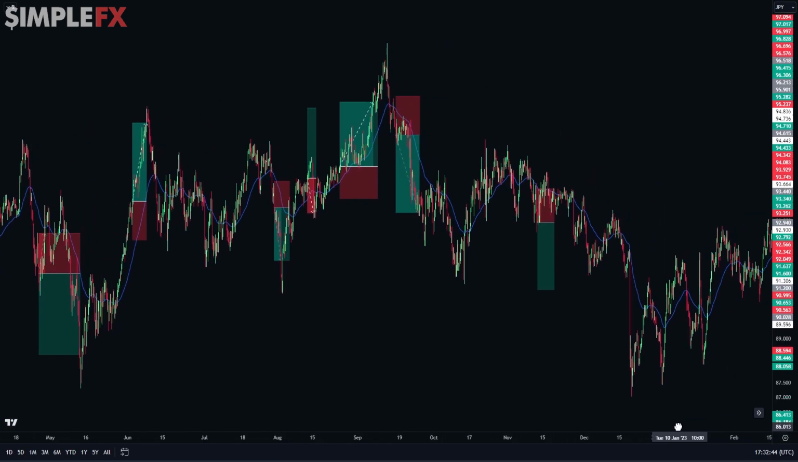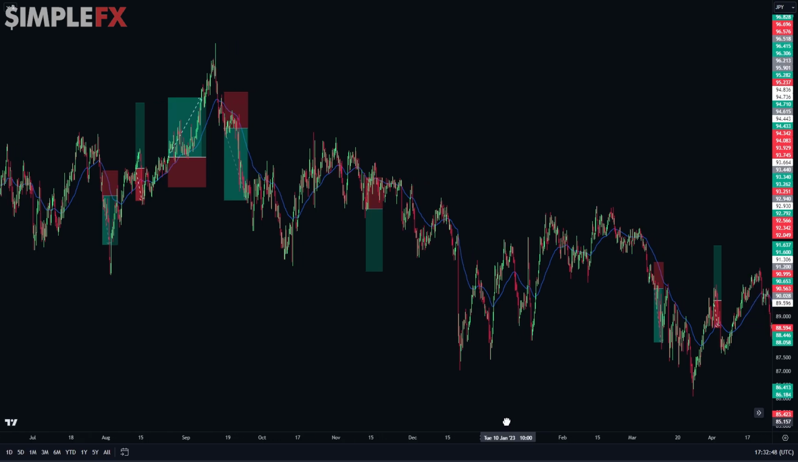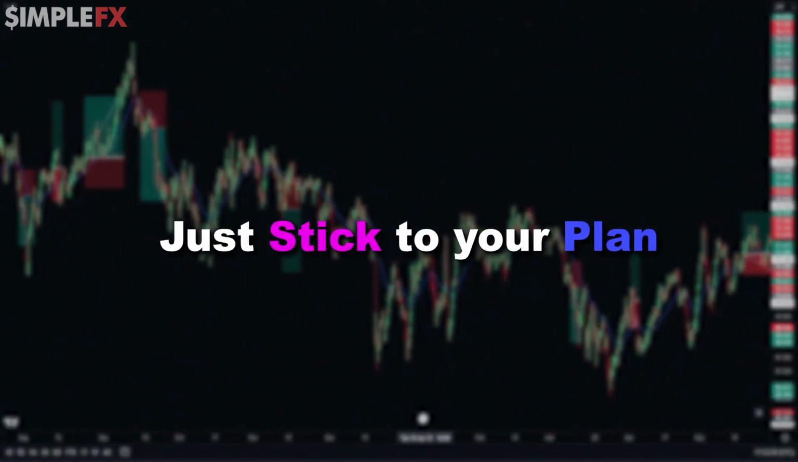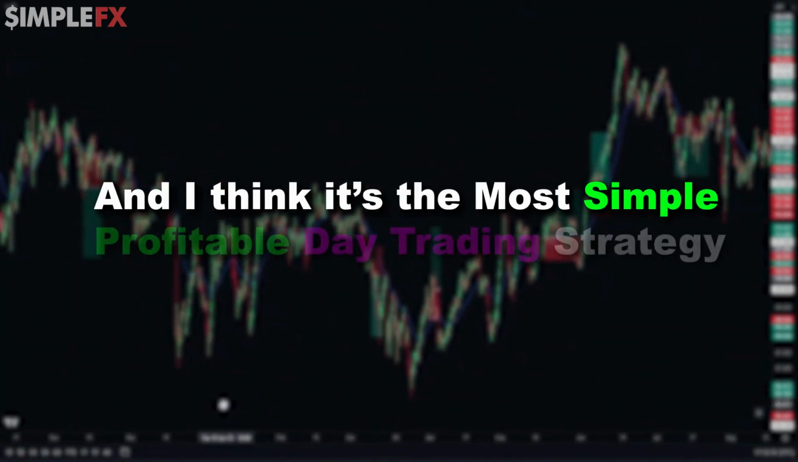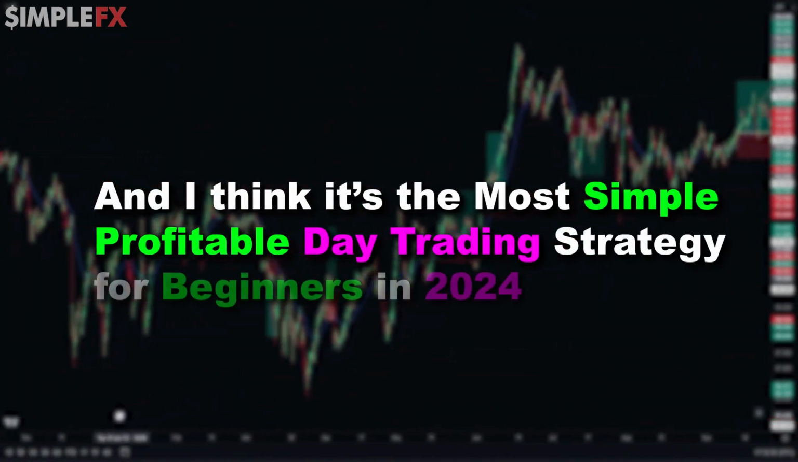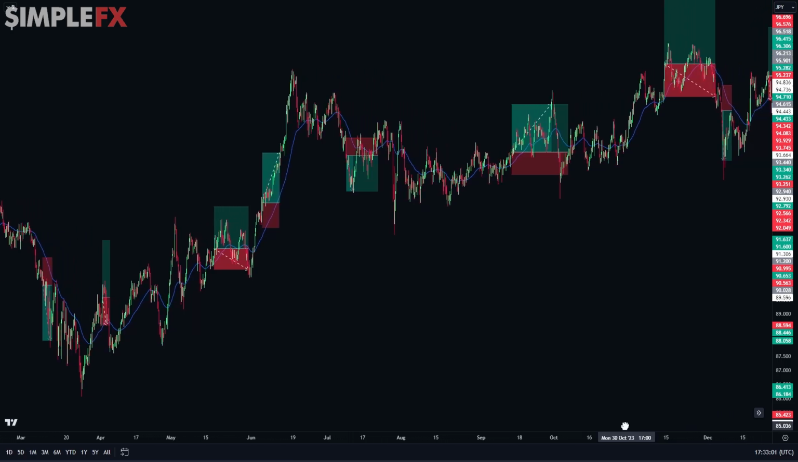You just need to follow a few simple rules and follow them every single time without any exceptions. Literally, just stick to your plan. I like this strategy a lot, and I think it's the most simple, profitable day trading strategy for beginners in 2024. And if you want to try it out for yourself, I have something for you.